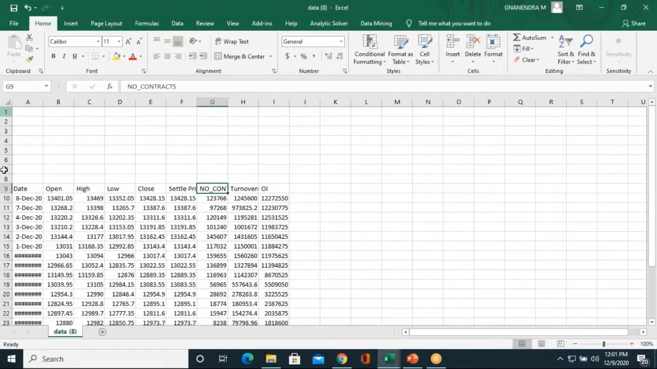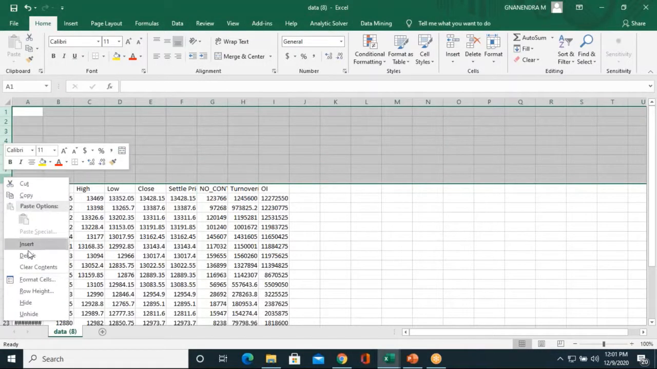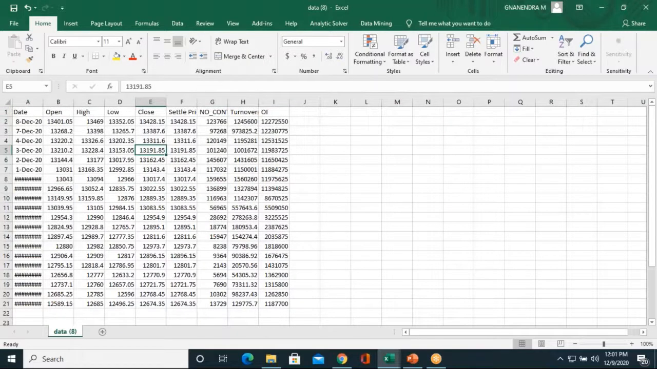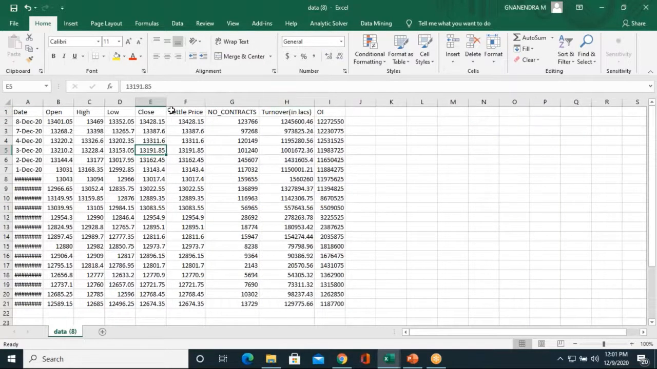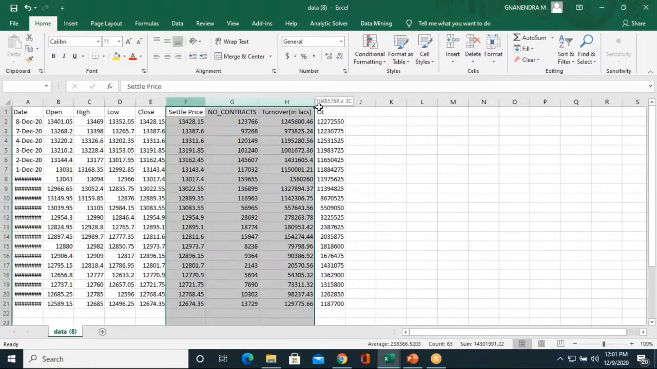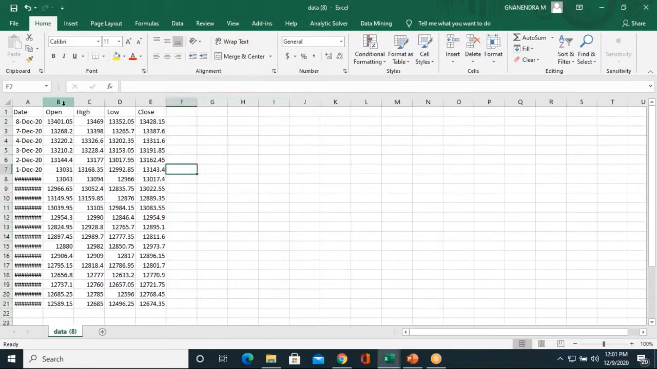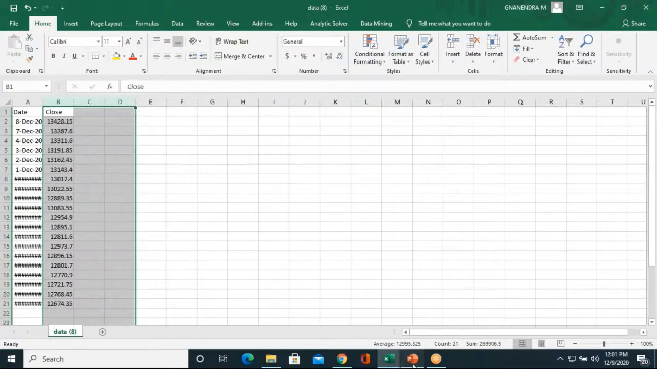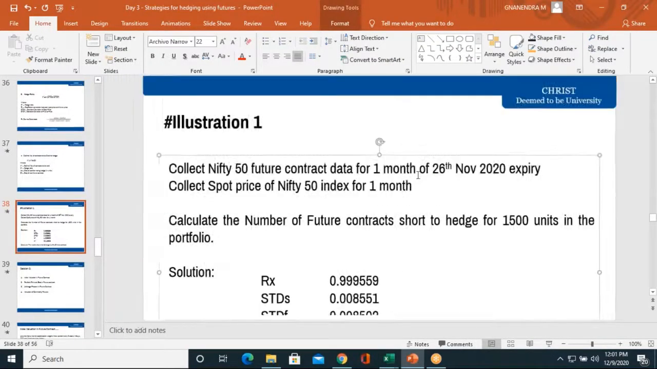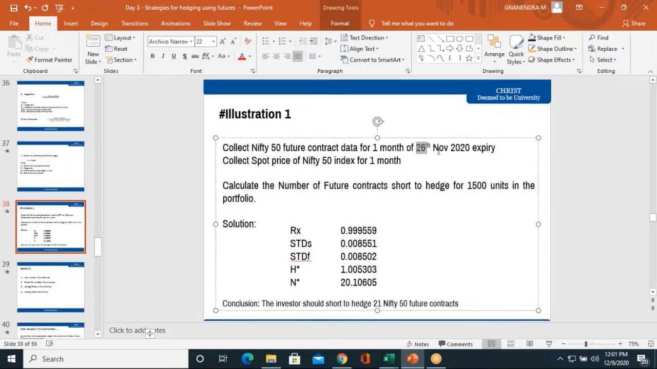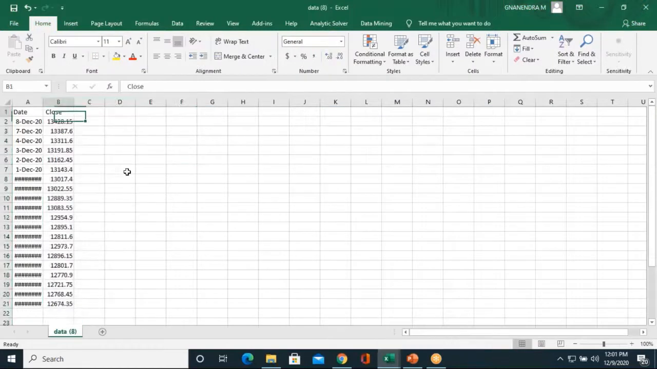Okay, I got the price. So we know that I'm going to take only the close price. Please do remember, it's a future price that I've taken. I will change here: this is the 31st December contract, 31st December 2020. Collect the spot price of the Nifty index also for 1 month. So first, what I did is collect future contract prices for 1 month. This one. Okay, I will write future price.